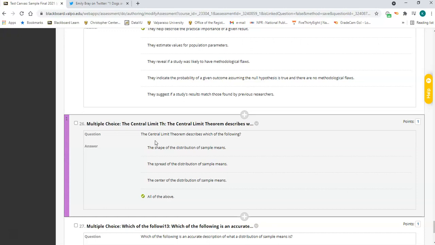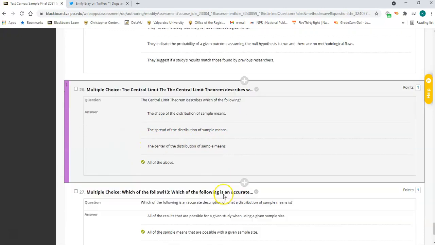Well, it does all of them. Again, remember what the central limit theorem is. It's really important because it tells you that a distribution of sample means is going to have a normal shape. And it also tells you the specific spread of the distribution of sample means, which is the standard error of the mean, standard deviation divided by the square root of n for a single sample t. And then it also tells you the center of the distribution of sample means. All of these things can be derived from the central limit theorem. So that's the correct answer there.